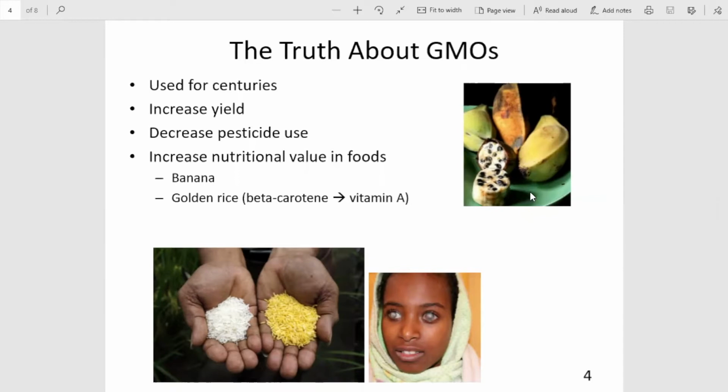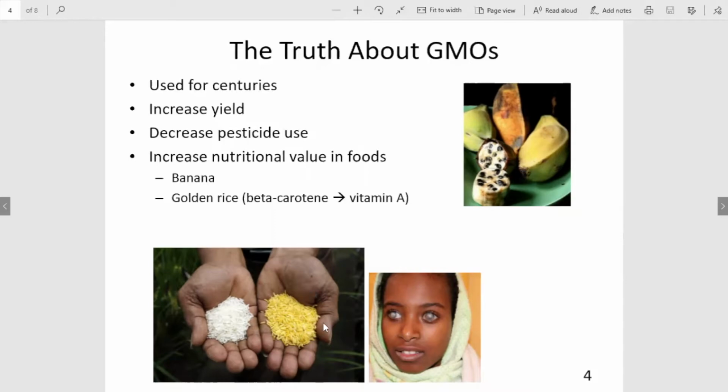Another example is golden rice. In certain areas of the world, vitamin A deficiency is a problem. Individuals who don't have enough vitamin A will have eye issues. Vitamin A is needed for development of the eyes. So vitamin A deficiency can cause blindness.